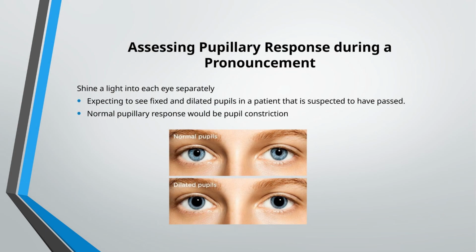During a pronouncement, pupils should be fixed and dilated, meaning they do not constrict when light is shown into the eye. This is one of several signs indicating death. If any pupillary reaction is observed, you should reassess the patient's other vital signs before proceeding. Be methodical and gentle. This can be a very sensitive moment, especially with family nearby.